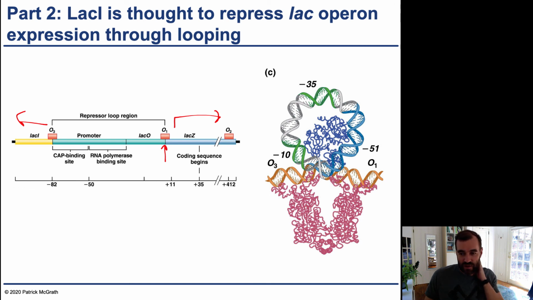It's actually thought that the way this happens is that the LAC repressor induces a looping that prevents the polymerase and the CAP from binding. It actually has multiple operator sites that it can bind to. This is the primary operator site that we talked about, but there are other regions that have been shown to have DNA binding activity. And so it's thought that in toto, these come in and cause a looping between the various sites, and as an effect, this -10, -35 region is excluded from binding.